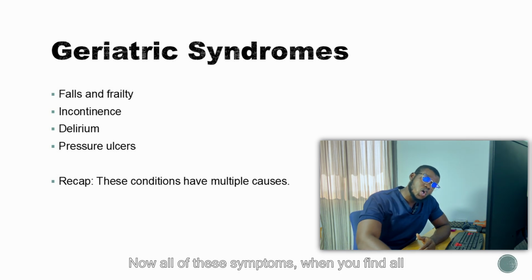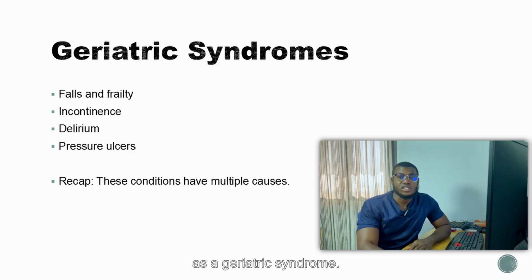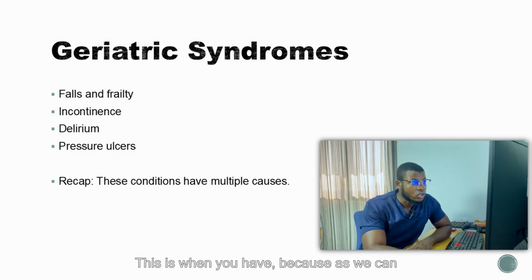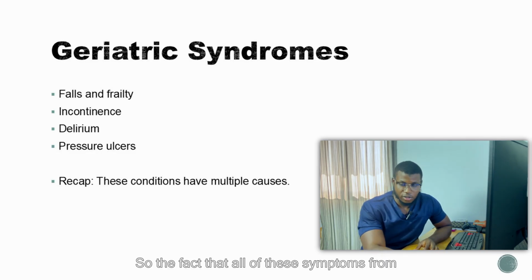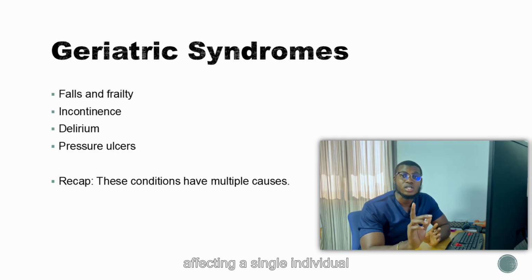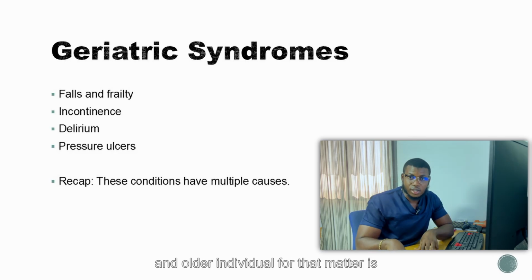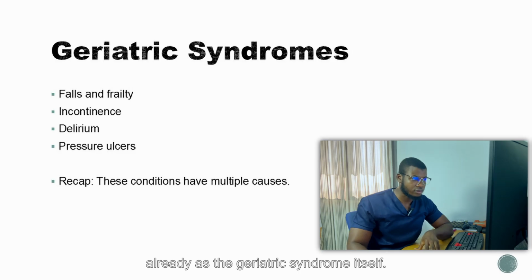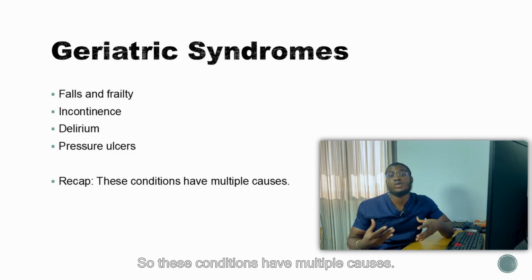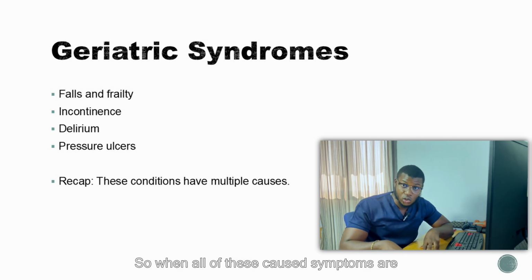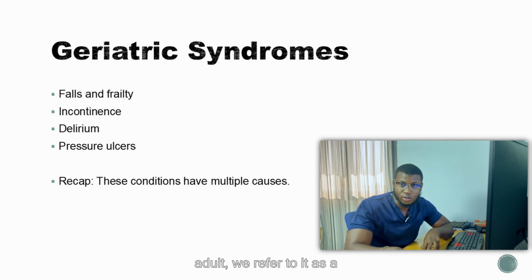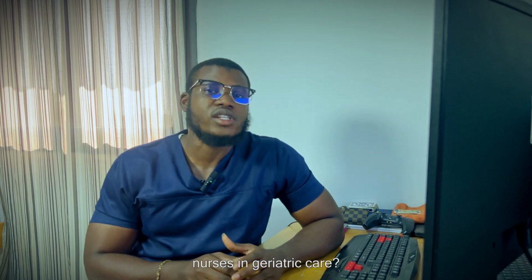Now, when you find all of these symptoms in an older adult, we refer to it as geriatric syndrome. As we can see, all of the symptoms that we have mentioned are of different causes. The fact that all of these symptoms from different causes are affecting a single older individual is what we refer to as the geriatric syndrome itself. So these conditions have multiple causes. All of them are not from one cause. Now, what is your role as nurses in geriatric care?